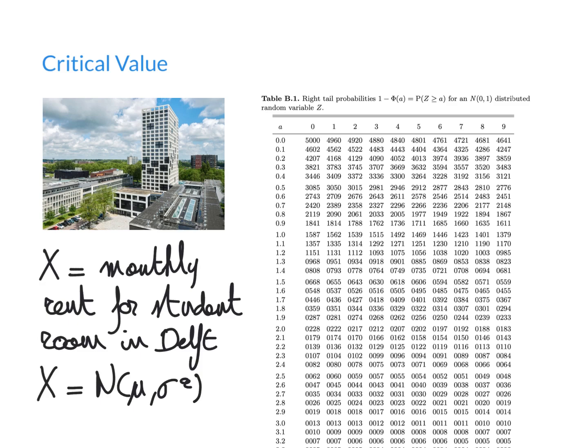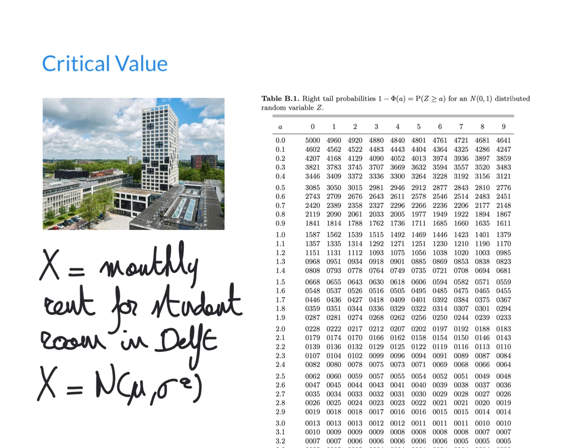In this example, we will compute the critical value of a hypothesis test. Let's assume that we read in the newspaper that the average monthly rent for a student room in Delft is 450 euros, but we expect that it's actually more, so we want to perform a hypothesis test. Let's also assume that X, where X is the monthly rent for a student room in Delft, that's the variable we're looking at, has a normal distribution with mean mu and variance sigma squared.